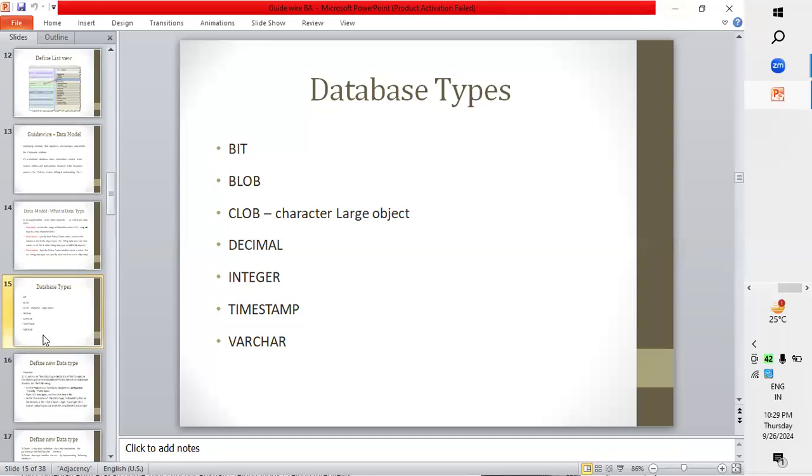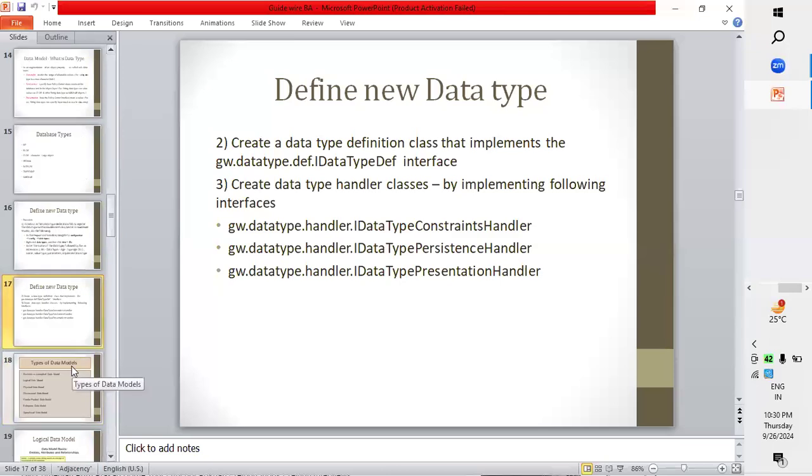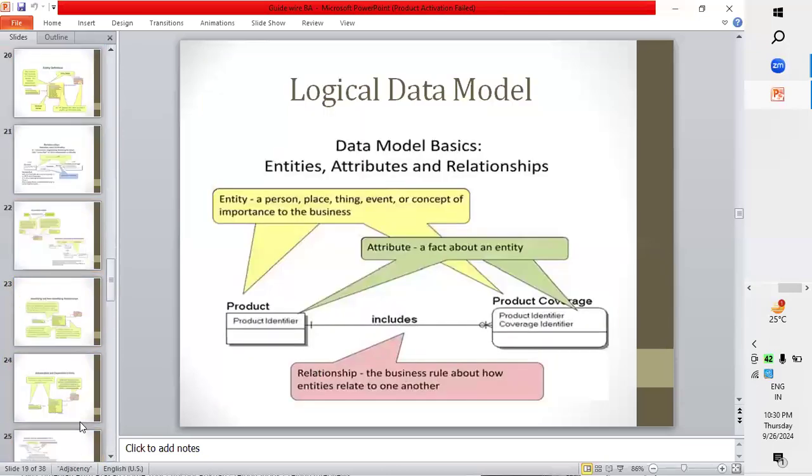So these are the areas where we do the configurations: quotations, policies, followed by service portals, payments, at the same time claims, billings, commissions, security, user interfaces. This is all about the database types, followed by the data models.